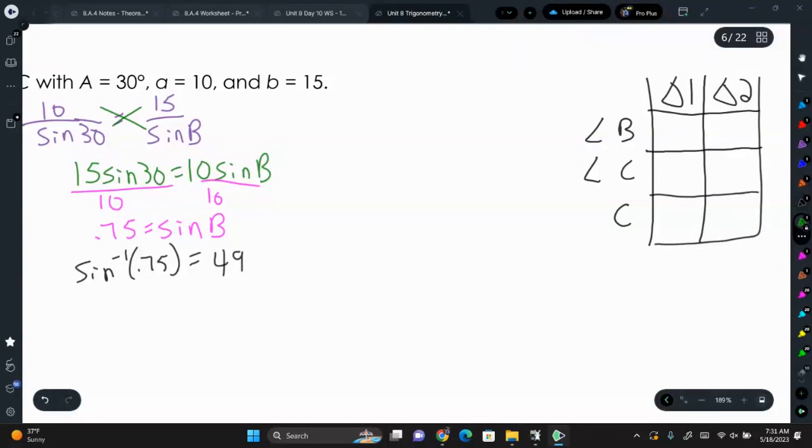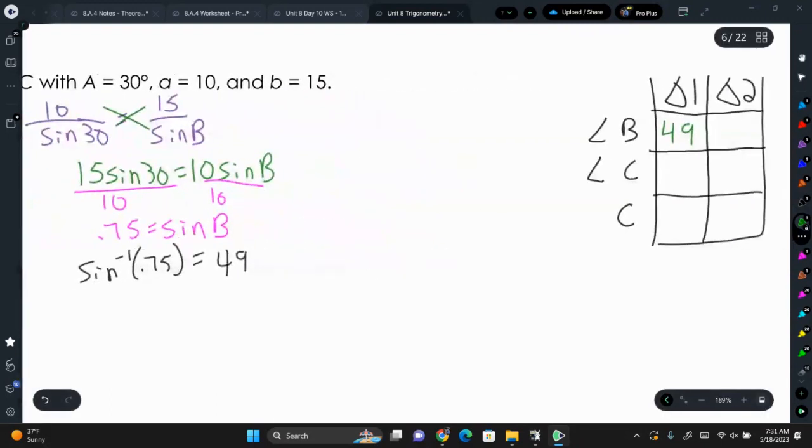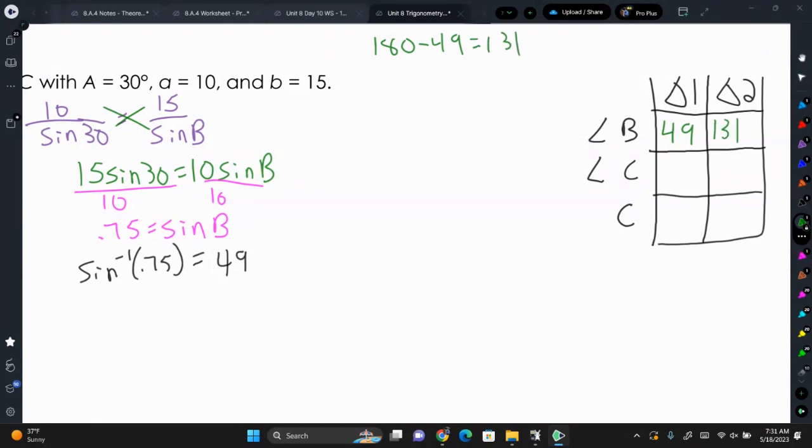Well, we figured out that angle B was 49 degrees, but in the second triangle, it's going to be 180 minus 49. So 180 minus 49 gives us 131. Okay? 131. Well, that's still okay because our angle A was 30 degrees. So now let's figure out angle C for both triangles.